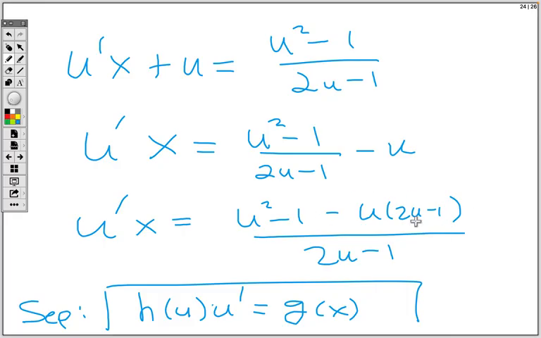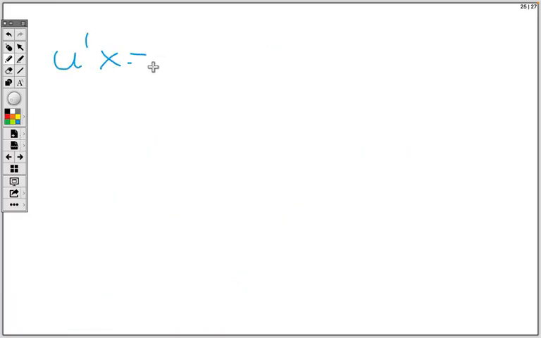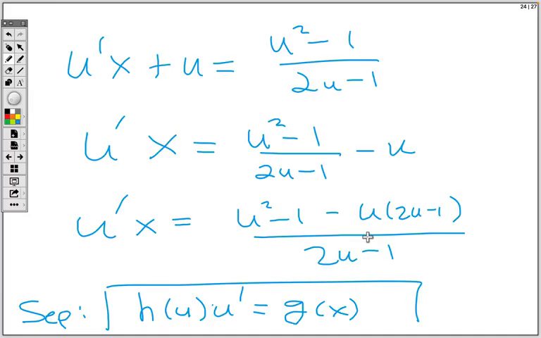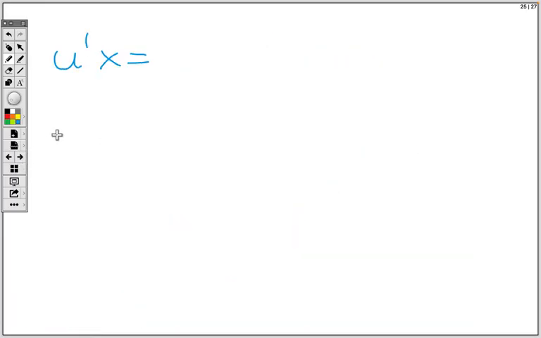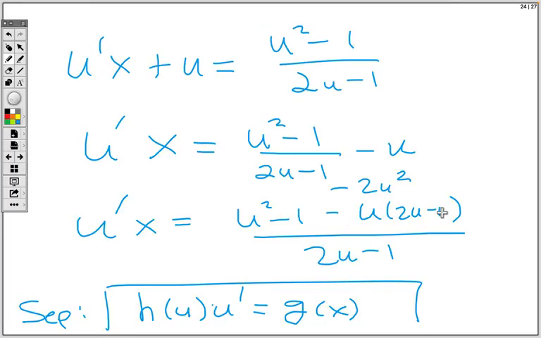So we've got to be careful here simplifying this, or else we'll get something we can't properly integrate. Well, I mean, we'd be able to integrate it, but it won't be nice. So when the dust settles in this numerator, what happens? I'm going to get a u squared minus 2u squared. So that's going to be how many u squared in the numerator? Minus u squared.